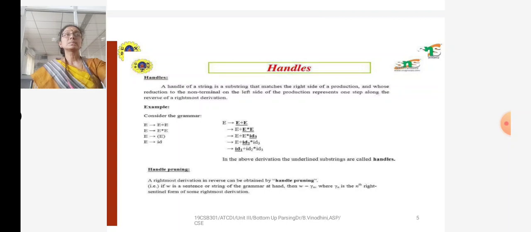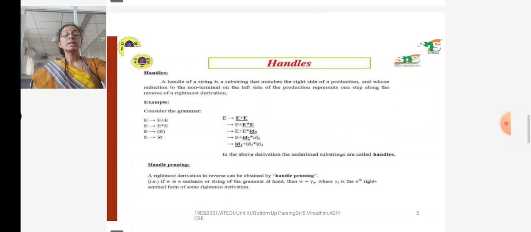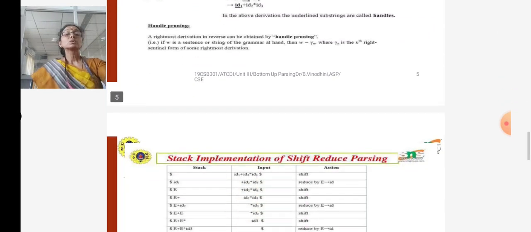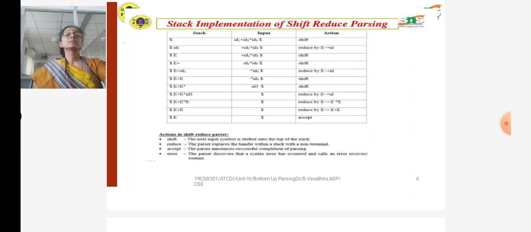That process is called handle pruning. So we are going to reduce the handle, bottom to top, into the corresponding non-terminal. That process is called handle pruning. So this is a stack implementation of shift reduce parsing.